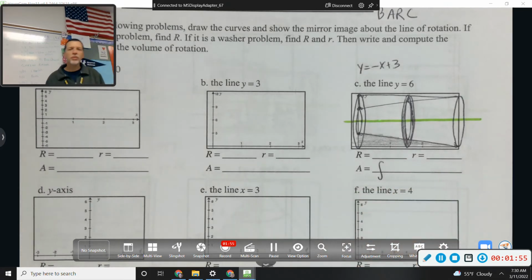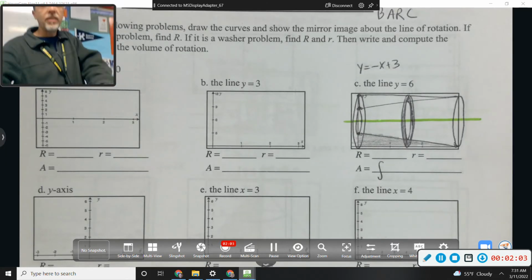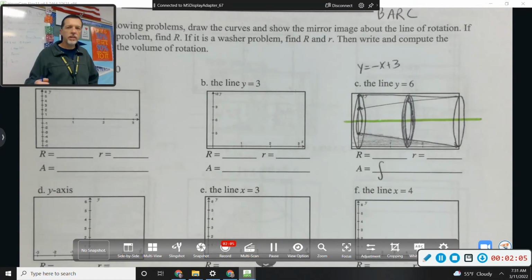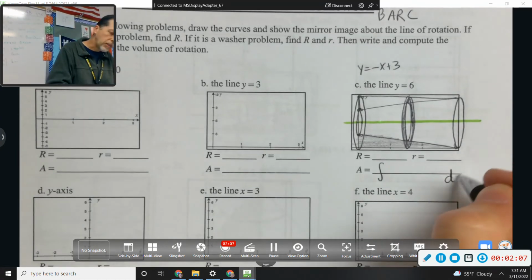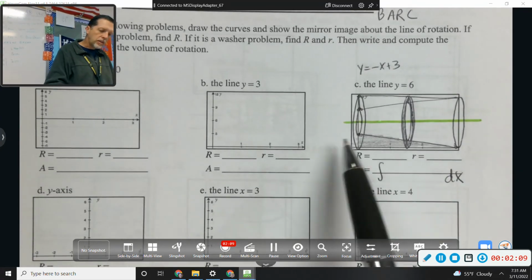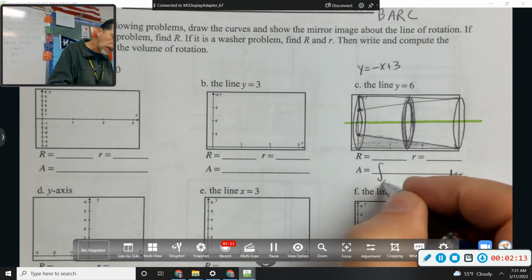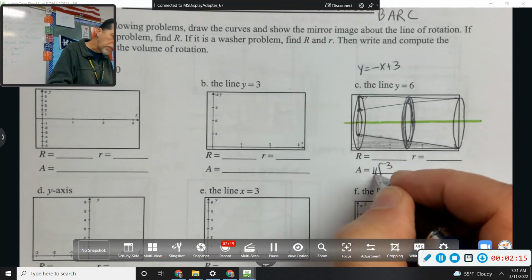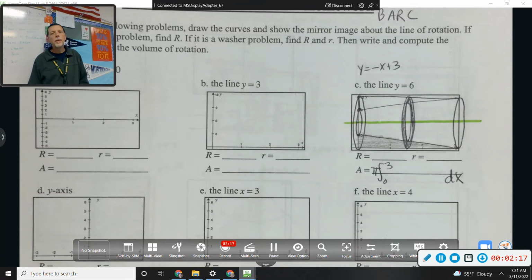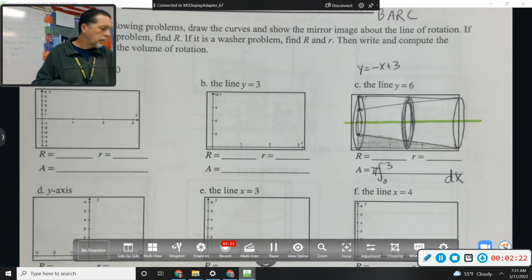I've kind of switched my order on these. I like to make sure I got the dx dy thing correct, because then that sort of sets everything up. So are these washers stacked in the x direction or the y direction? X. So I know this is dx. So I need to add up all the washers from 0 to 3. Put my pi on there before I forget it. And then it's just r squared minus r squared. But the trick is figuring out big R and little r.